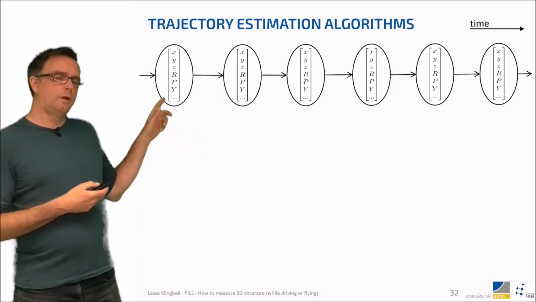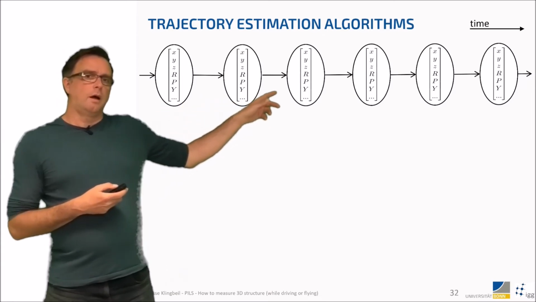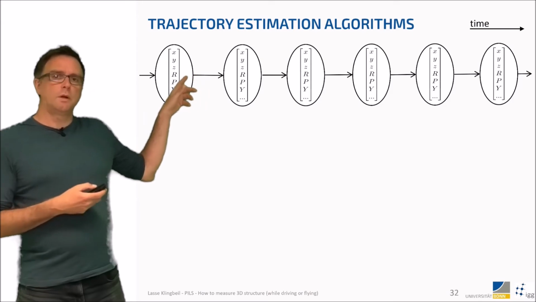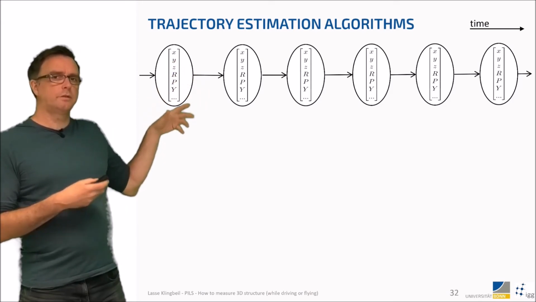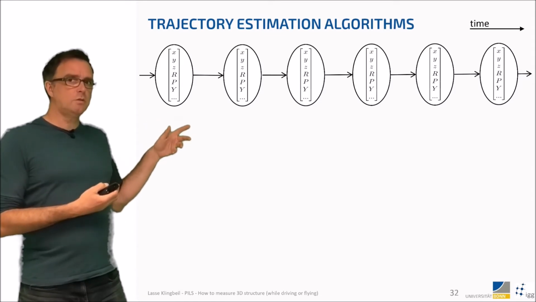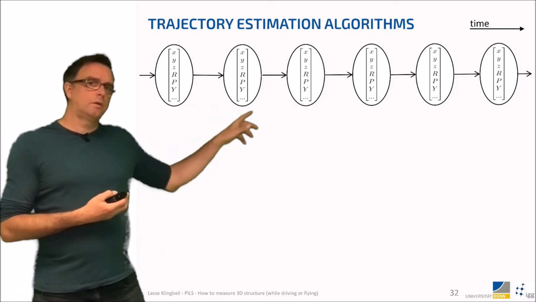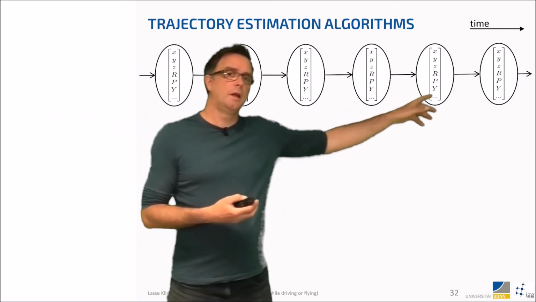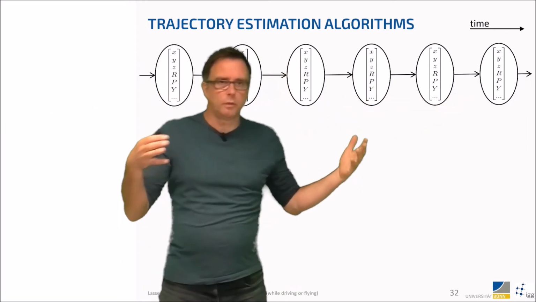So here we have a sequence of poses. A pose is a position and an orientation. So this is exactly what we want to know at each point when the sensor does a measurement. And so this is a sequence of poses, which we call a trajectory. And this is what we want to know. This is what we want to find out.